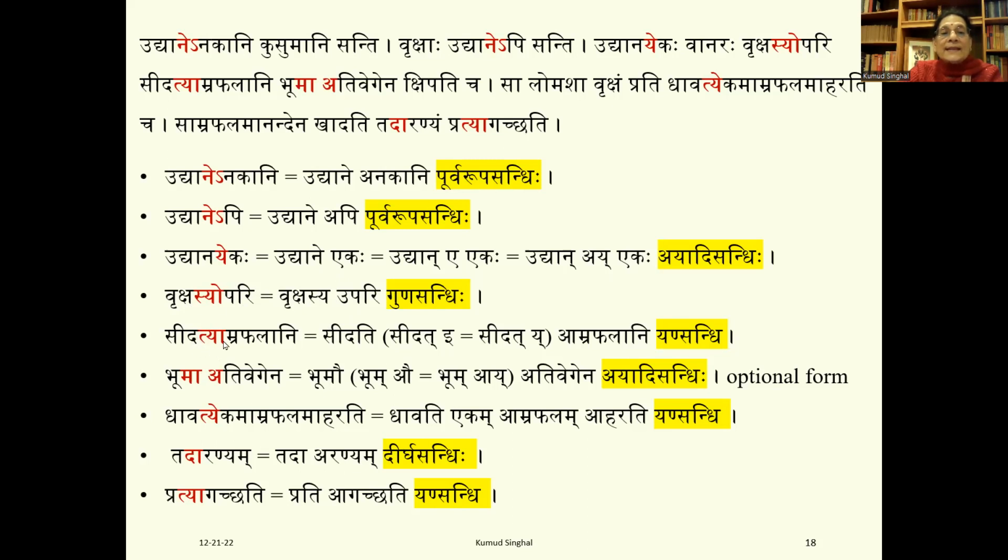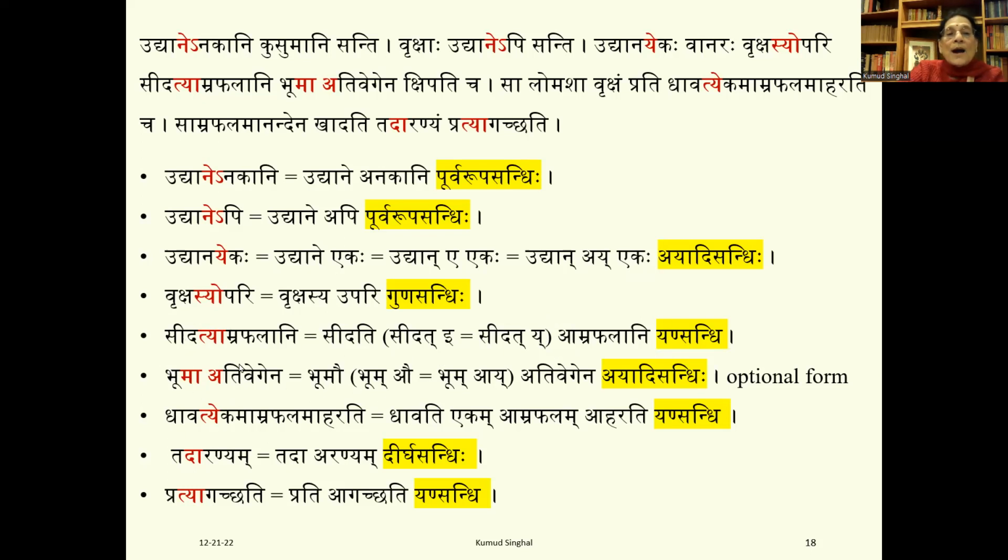Then sidatyamra phalani. This is made up of two words. Sidati and amra phalani. Sidati means sits. So again, ti is e followed by a. So you have a dissimilar vowel. E followed by a. So this e will be replaced by ya. So you have tya. And this ya by combining with a will be ya. So sidatya. So this is a yan sandhi.